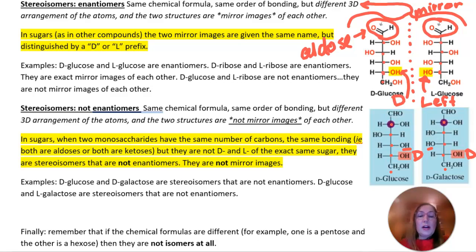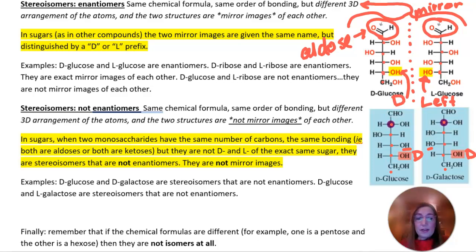Okay, so again, these are ones with the same number of carbons, same bonding, in other words, both aldoses or both ketoses, but they don't happen to be D and L of the exact same sugar. Only D and L of the exact same sugar would be stereoisomers that are enantiomers in terms of monosaccharides.